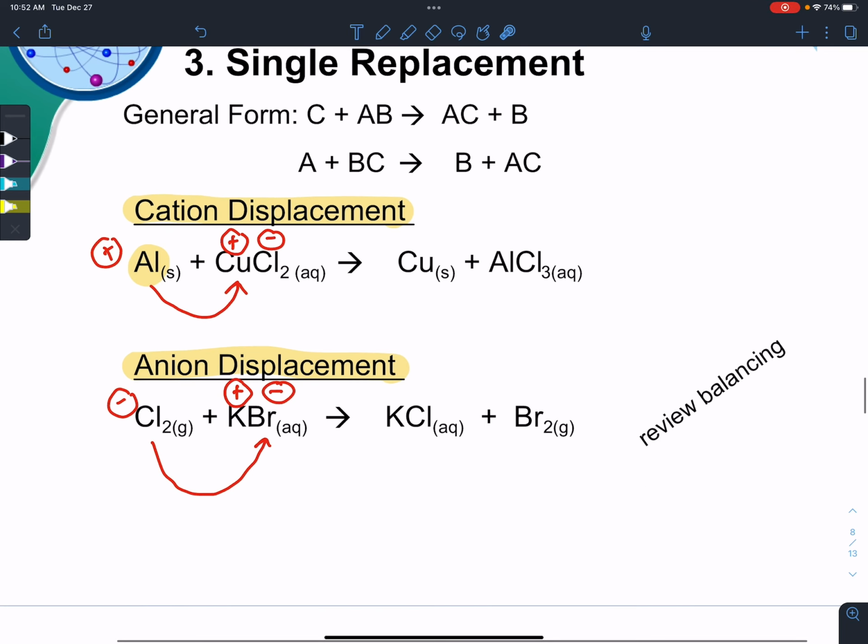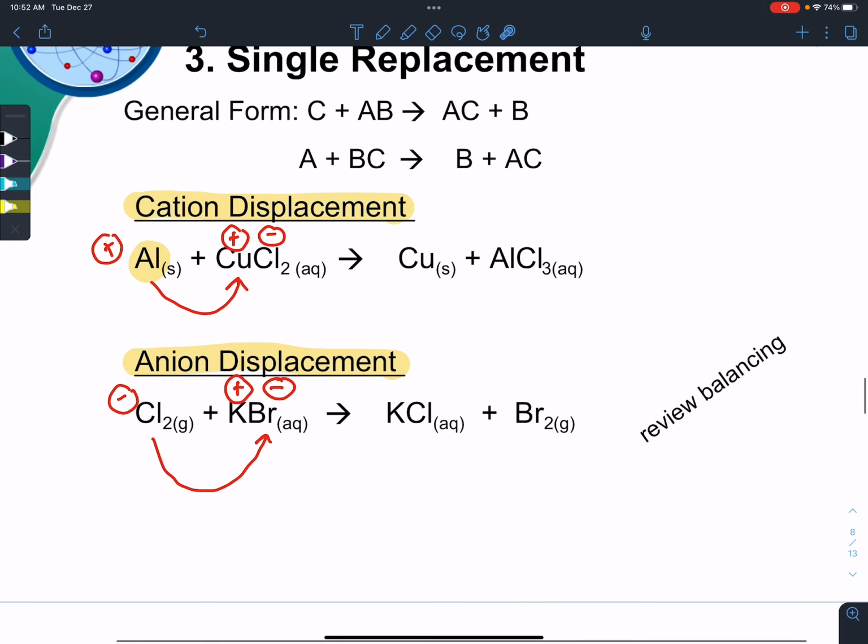When you have anion displacement, chlorine is a nonmetal, so it's got to boot out the other nonmetal, which in this case is bromine. So you're left with a new compound, which is potassium chloride, and then your element by itself now is the bromine.